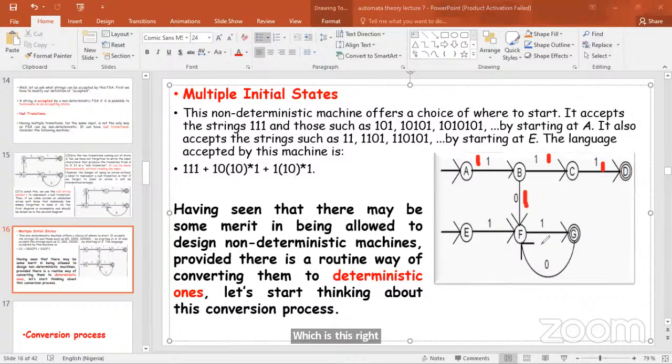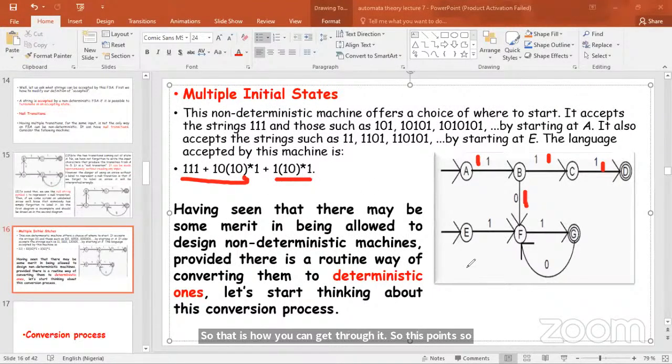So that is how you can get through A. So this point can accept A. So for state B, for entering through E, you could use 1, 1. So you could get into 1, 1, 0. So you could have 1, then 1, 0 as an entry point, and any other combination of 1.